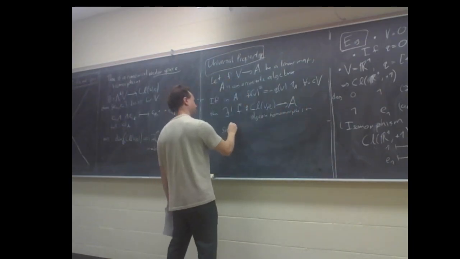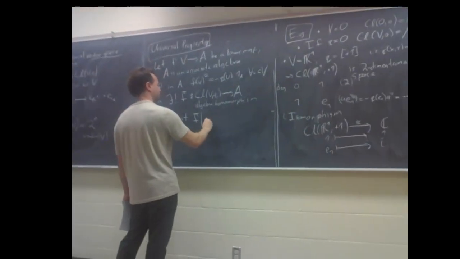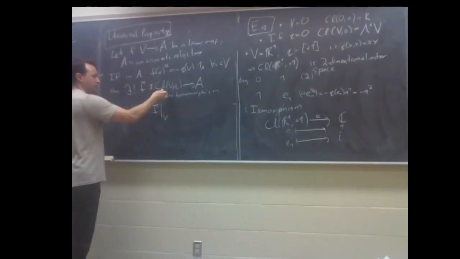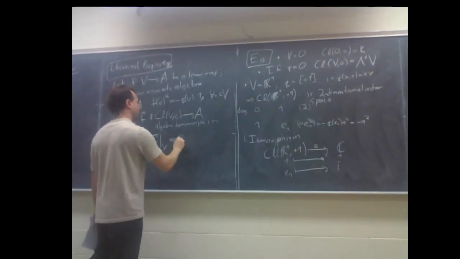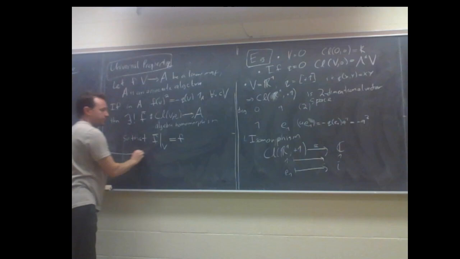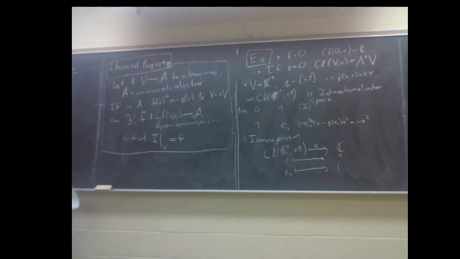So if you restrict it to V, remember that V was an embedded subspace of this Clifford algebra, is all of the products of length 1, then this is equal to the original function f on V. I'm not going to go through the proof of this. This is one of the more formal things. The idea is pretty simple.